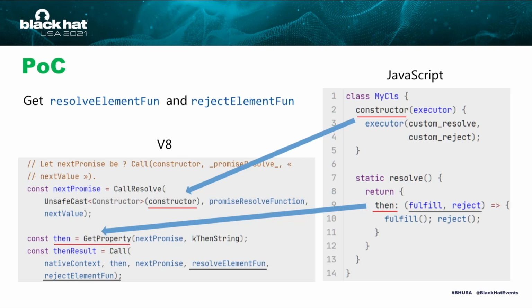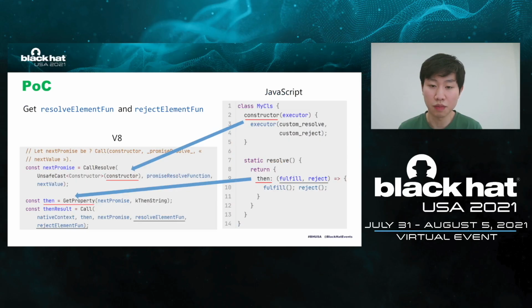Here is a proof of concept about how to get these two functions. We call the promise allSettled function on our custom defined class. V8 would call the resolve method to get the next promise, and try to call the then method defined on the next promise. We can see that the resolve element function and reject element function are passed as parameters. That's how we get these two functions, and we can call any of them whenever we want.